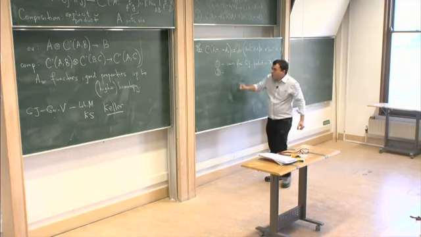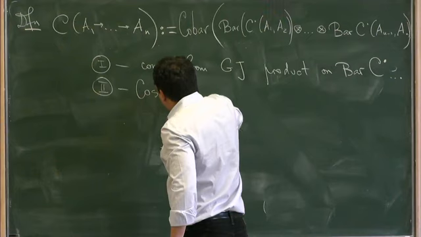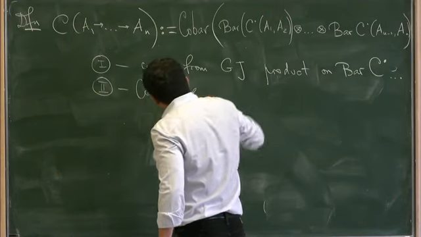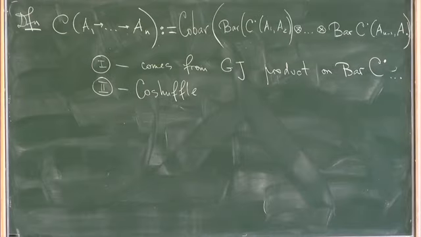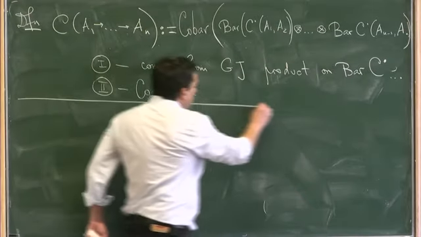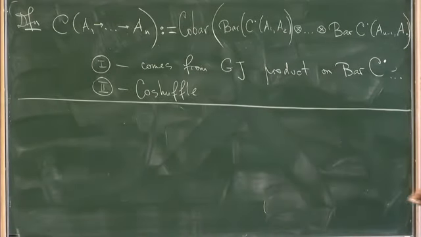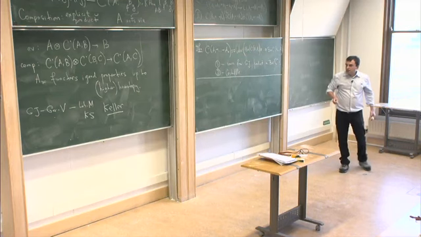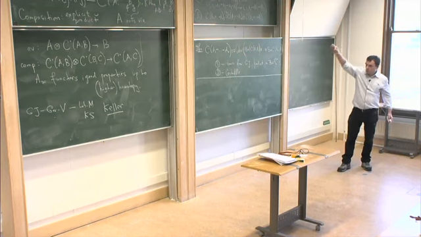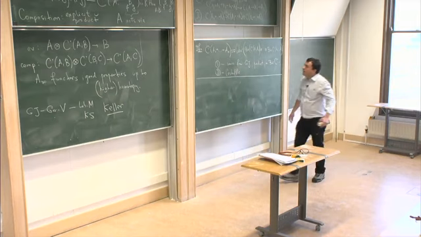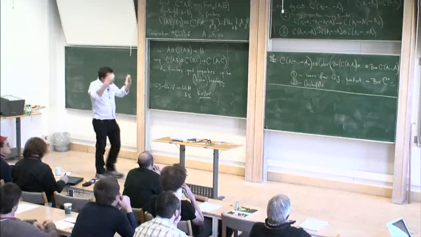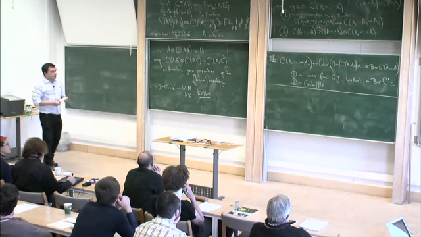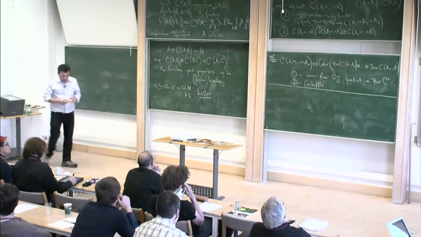And number 2 is more or less tautological. It's kind of, I don't know, co-shuffle. Okay. And the claim is that it's immediate to verify that they satisfy all the properties that I need. Okay, so this is one way of saying that in some higher sense, differential graded categories form a 2 category.